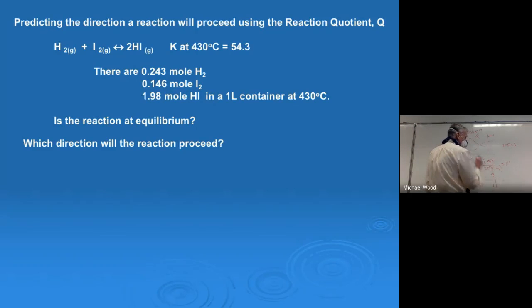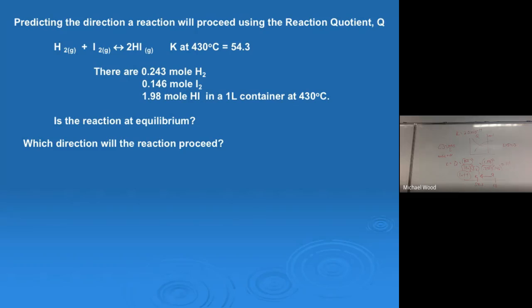The way this works to predict which direction this will proceed is to put K and Q on a number line. And Q will always move towards K. I'll say that again. Q will always move towards K. K is the pillar. K is the foundation. Q will always move towards K. So in this case, this is going to move to the left. This reaction is going to go to the left.